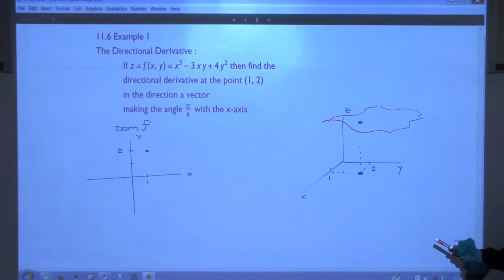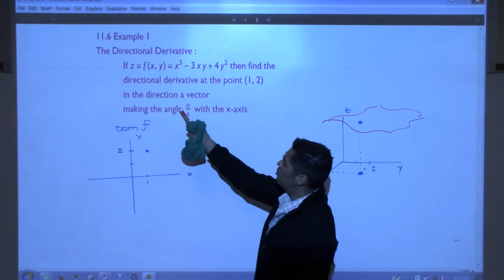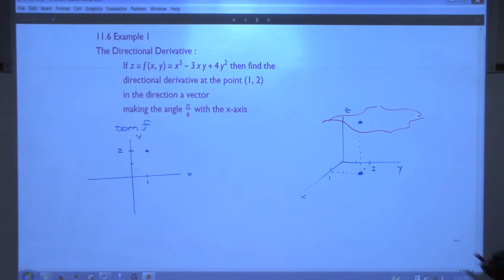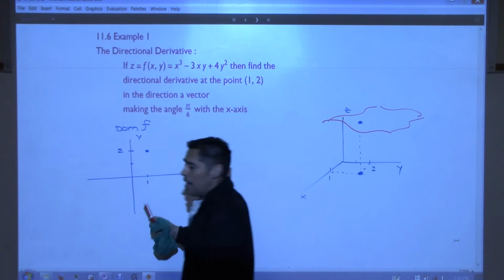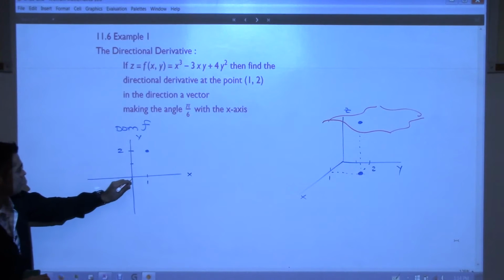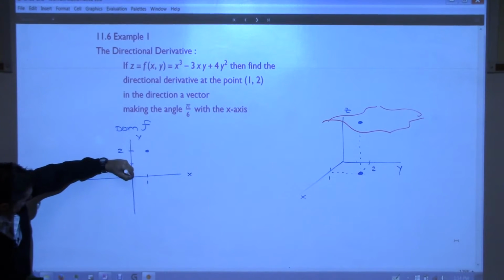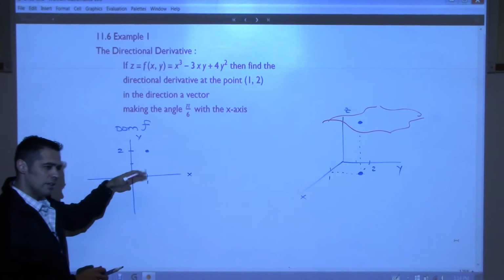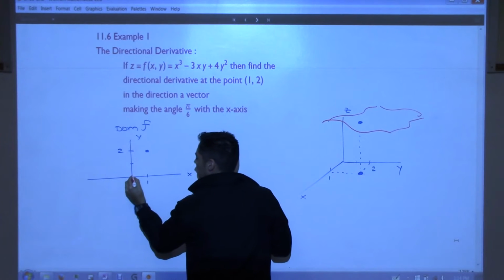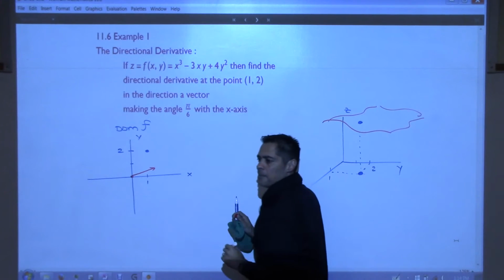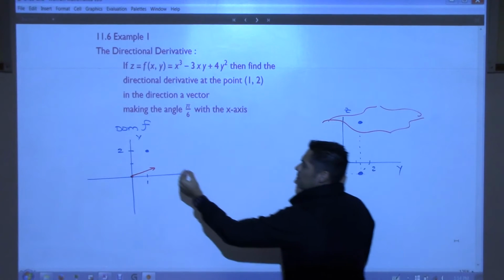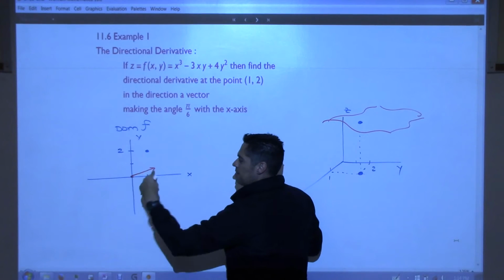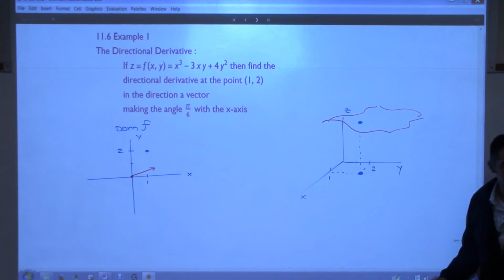Now what I want to do is point in the direction of a vector making an angle of pi over 6 with the x-axis. So come back over here to this domain. Imagine a vector that starts at the origin and has an angle of pi over 6 with the x-axis. Pi over 6 is 30 degrees. So it's pointed in this direction like that, right? I want to take this point, go up to this function, and be pointing the same direction as that. Do you all follow that?